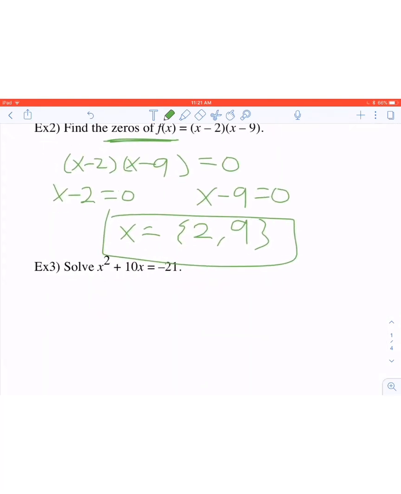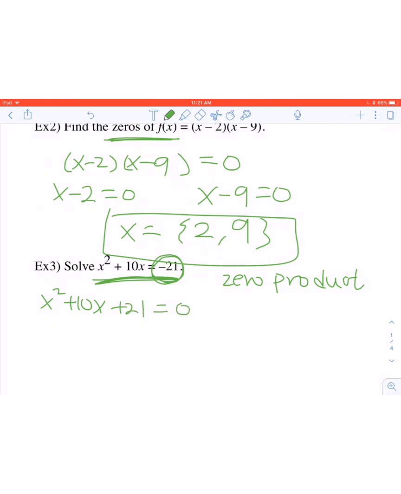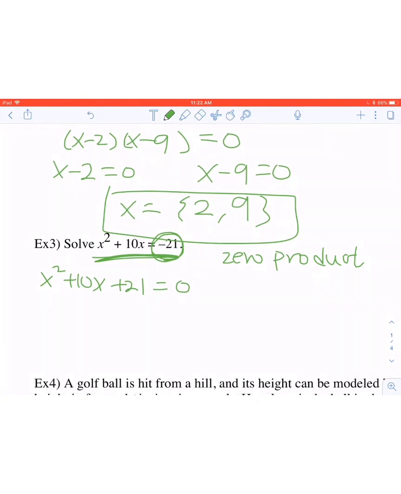Example 3. So here we have x squared plus 10x is equal to negative 21. What you notice about this is that we are not going to be able to use zero product property because it comes out to be negative 21. So what we are going to do is force it to make it equal to 0. So I'm going to rewrite this as x squared plus 10x plus 21 by moving the negative 21 to the other side and make it equal to 0. Now we're going to factor this out.